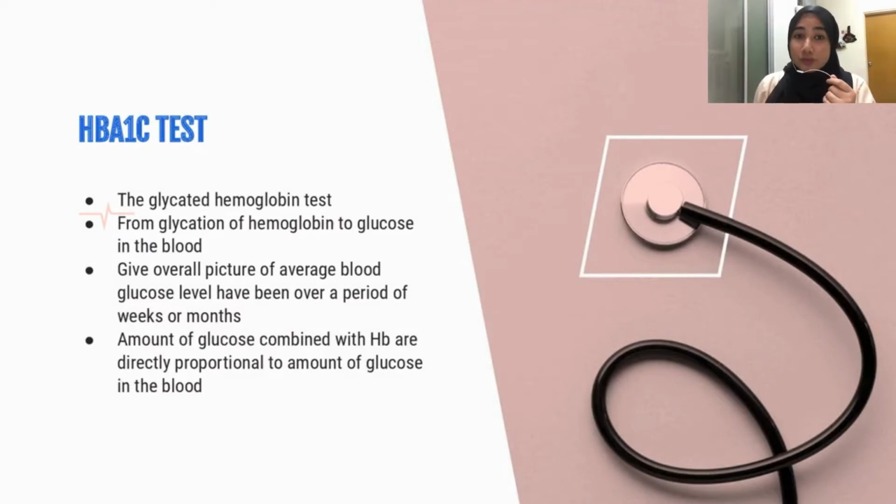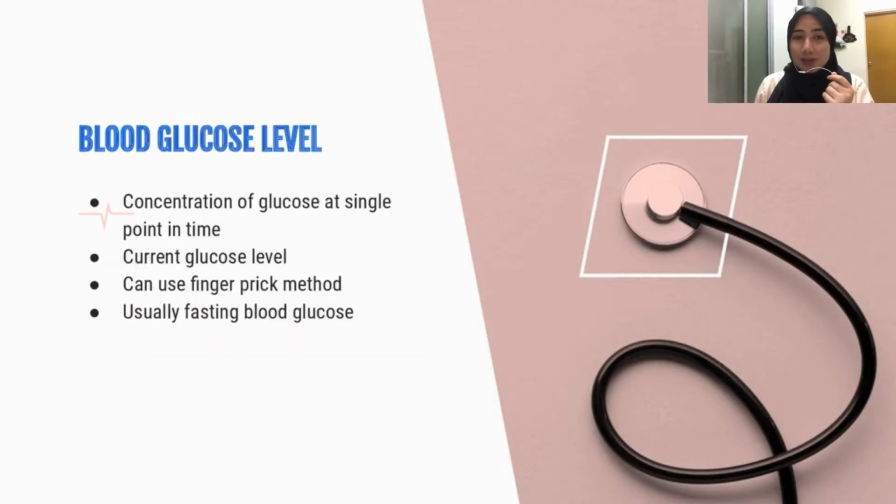the blood. Moving on, next one is the blood glucose level. Blood glucose level refers to the concentration of glucose at that single point of time, or the current glucose level in the body. So for the method of measurement of blood glucose level, you can always use the finger prick method, which is the convenient method. However, usually blood glucose level refers to fasting blood glucose.